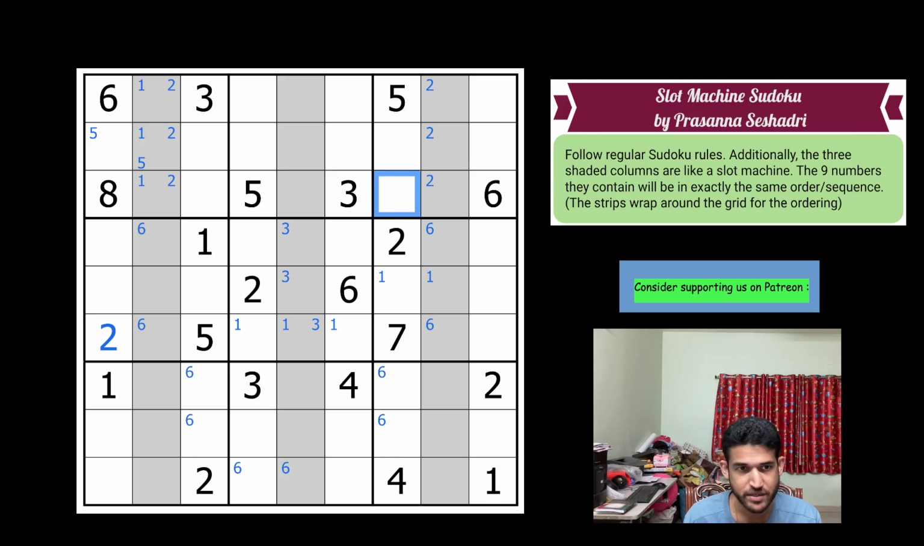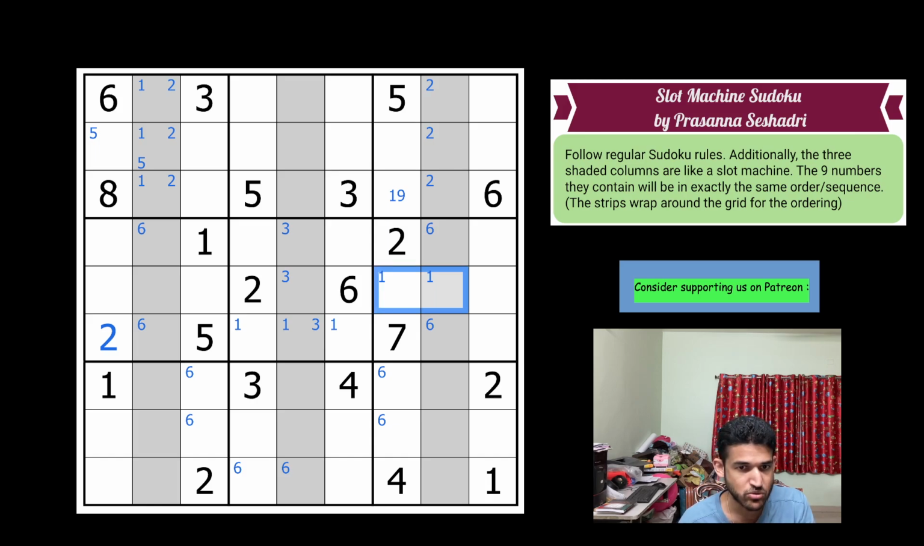Look at this cell, it's very restricted. 3, 5, 6, 8, 2, 4, 7. So it's 1 or a 9. Cannot be any other cell. So I'm just thinking what happens if this cell is a 1. Is that possible?